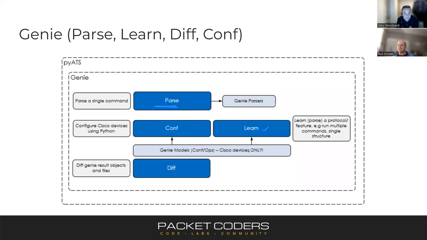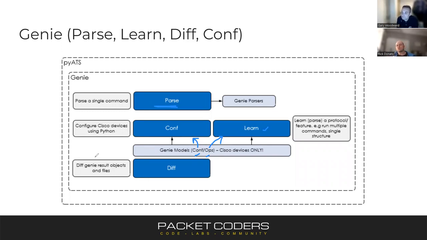Now, the key thing I would say about these two is that they use models under the hood to define the different commands that they run on the back end. So first of all, Conf and Learn only are available for Cisco-based devices, and they use these Genie models. When you go on to the documentation and you go within Genie and you look at models, you'll see Conf and you'll see Ops. Conf relates to Genie Conf, Ops relates to Genie Learn. And then when you dive into these documents, you'll see all of the different commands that it runs for each of the different devices based on what you're using. So that's how to navigate that documentation.